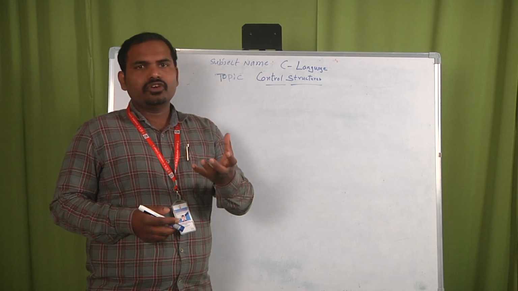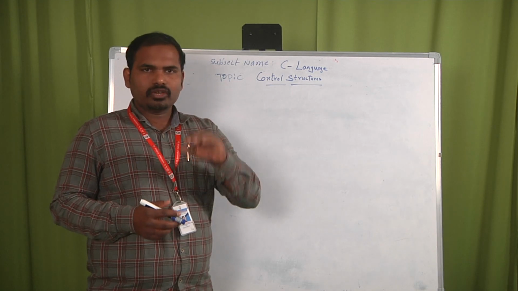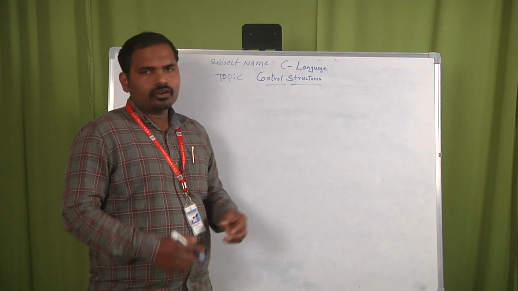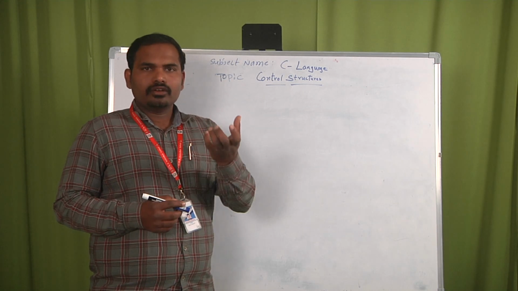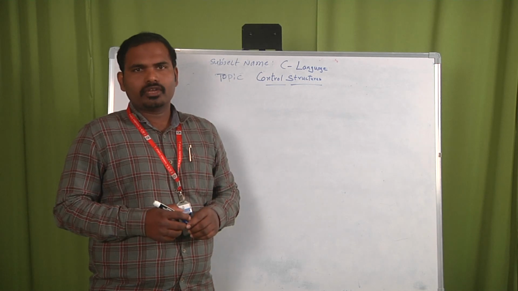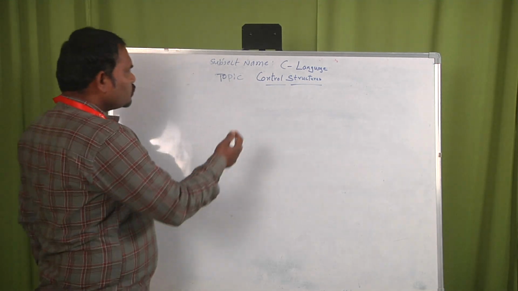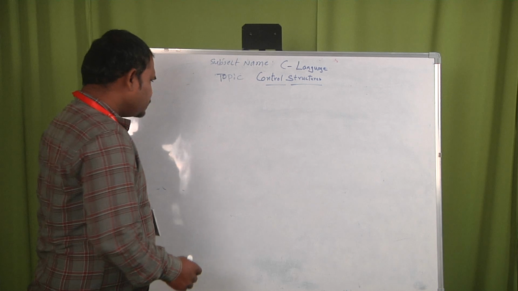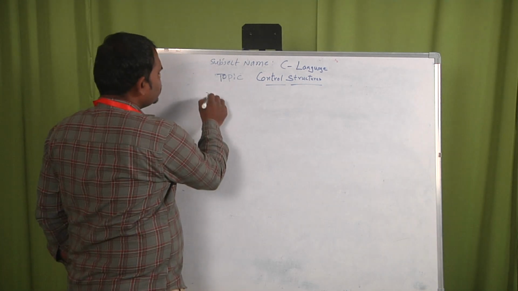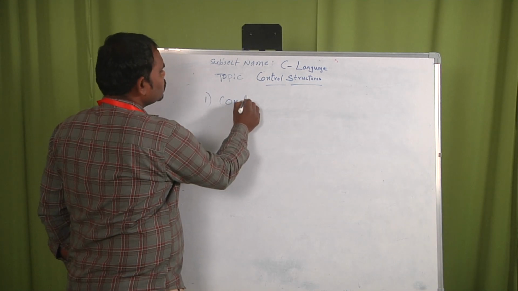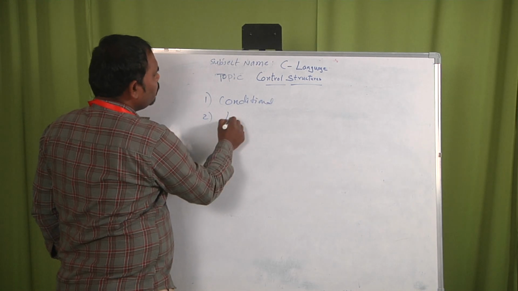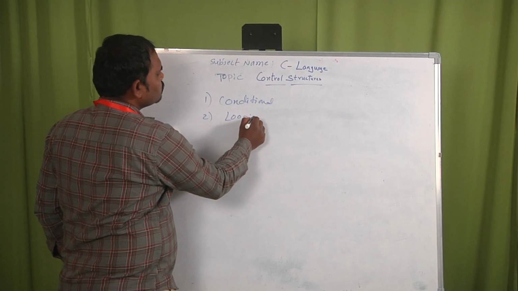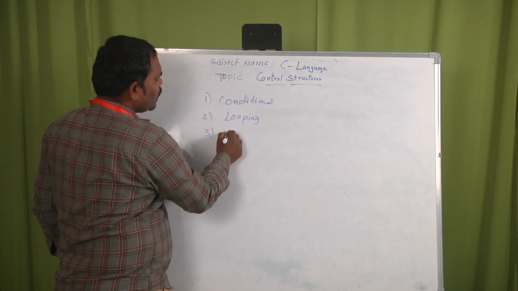But within the structure only, if we want to jump from one place to another place, we have control structures. Using these control structures, we can move control from one location to another location. These control structures can be classified into three types. First one is conditional. Second one is looping. Third one is unconditional.